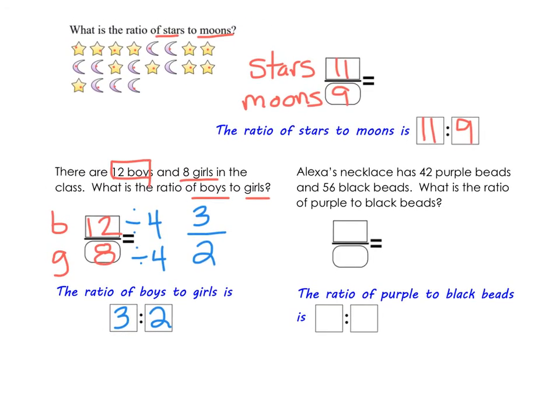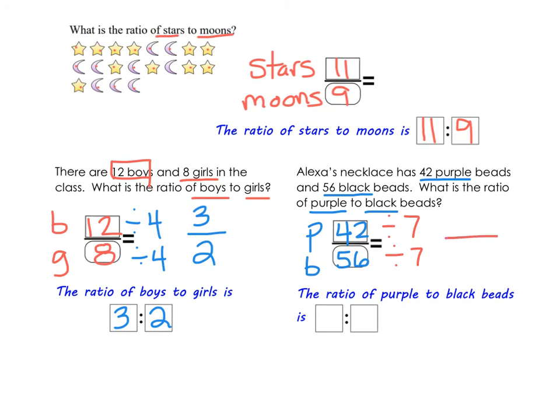It says Alexa's necklace has 42 purple beads and 56 black beads. What is the ratio of purple to black beads? Okay, so I'm going to label that in the order that they give me. I'm going to put purple to black. All right, so here we have 42 purple and 56 black. And again, I'm going to ask myself, can I simplify 42 and 56? And the answer is yes. They have 7 in common. So I'm going to divide both the top and the bottom by 7.